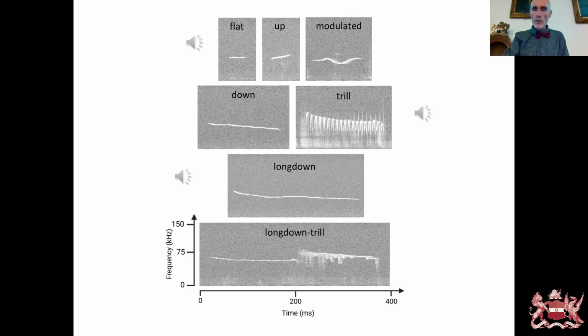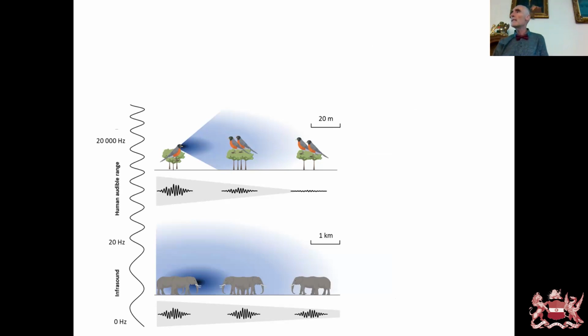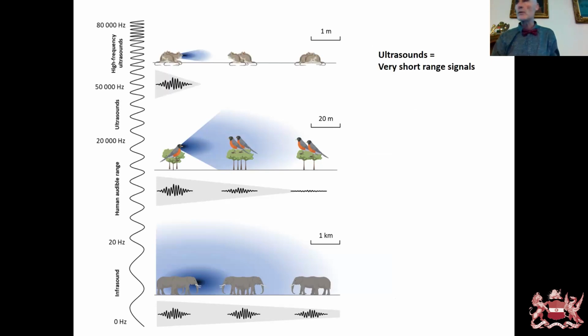Very high pitched. The problem with ultrasound is that it propagates only over a very short distance. When you use infrasound, very low pitch vocalization like elephants, you can send your signal over maybe 1 kilometer without any problem. When you are a bird, you vocalize at medium frequency, around 6,000 to 8,000 hertz, and those sounds propagate over quite a long range. But when you use ultrasounds, the active space is at most 2 meters, 1 meter, 1.5 meters.